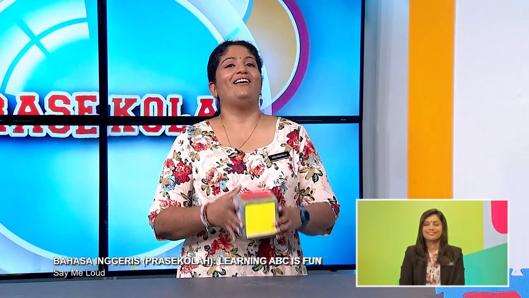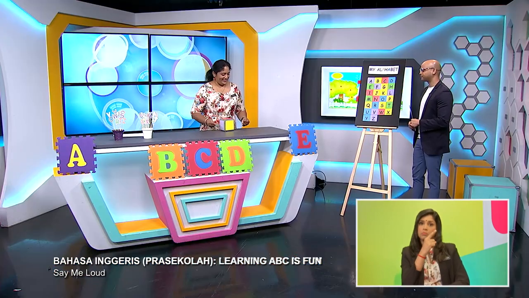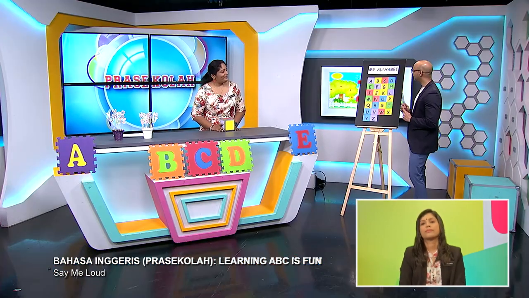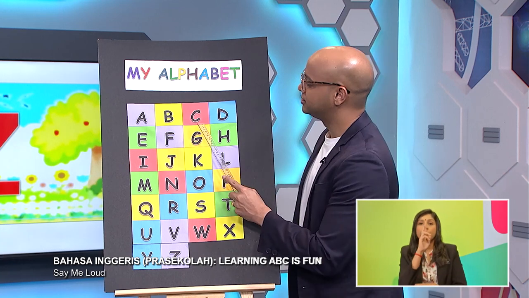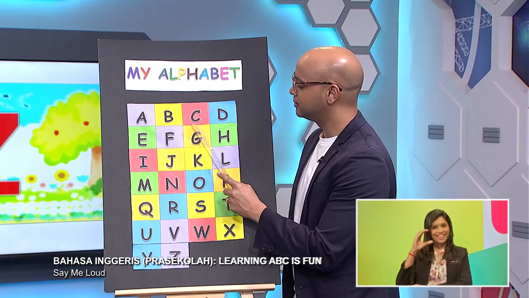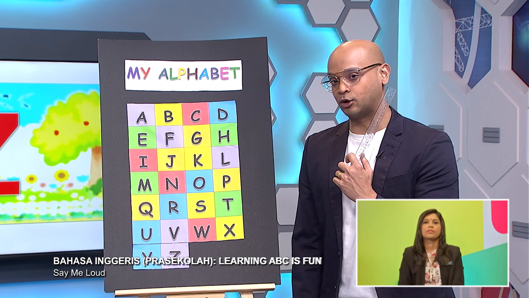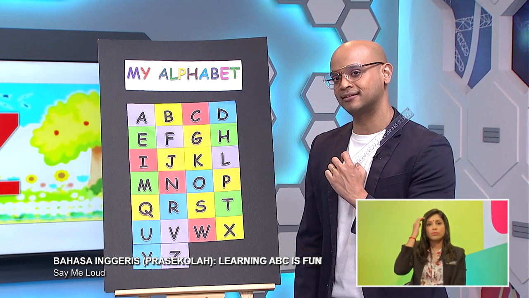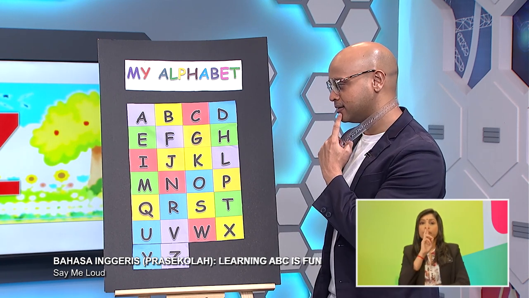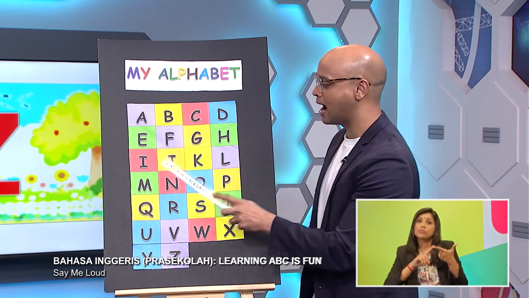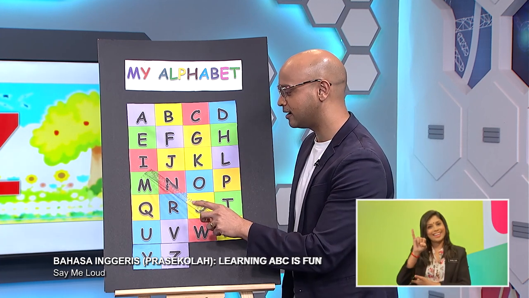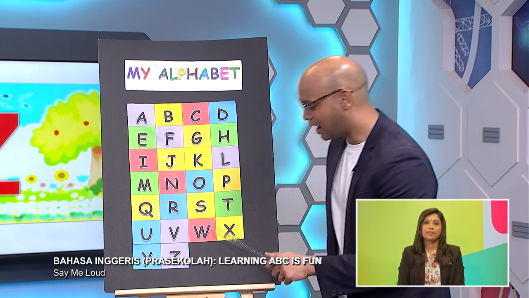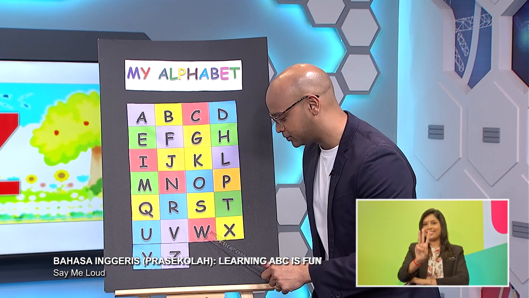Okay, now it's red. Red, my favorite color. Okay, tell me all the letters in red. Okay, so we have C. Can anyone at home guess what's the next letter in red? How about I? Okay, and W. Very good, Sean. Very good.